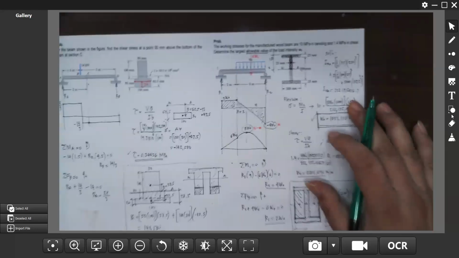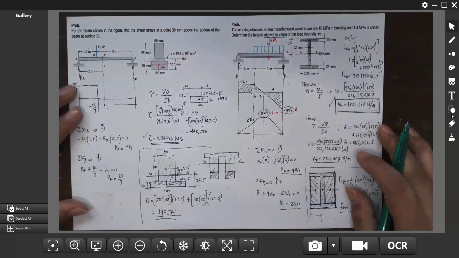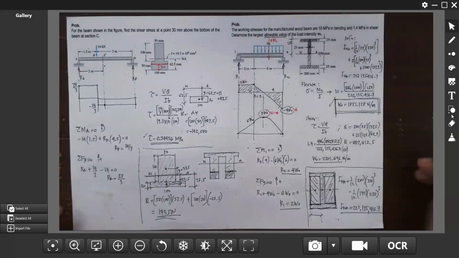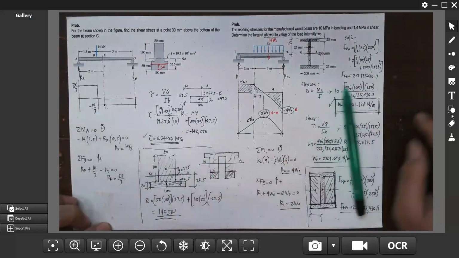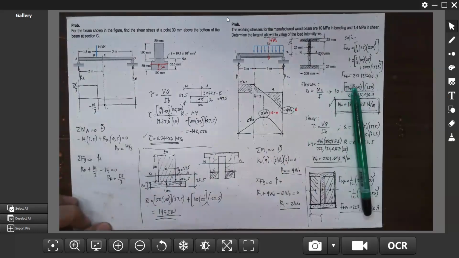So that's it. Mao ni ang resulta and I hope nga you have learned something from this. Bahala gubot pero at least detailed siya.